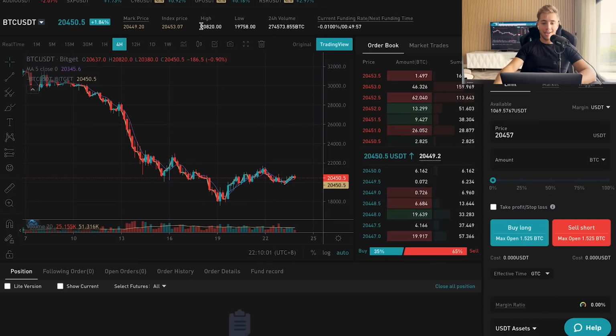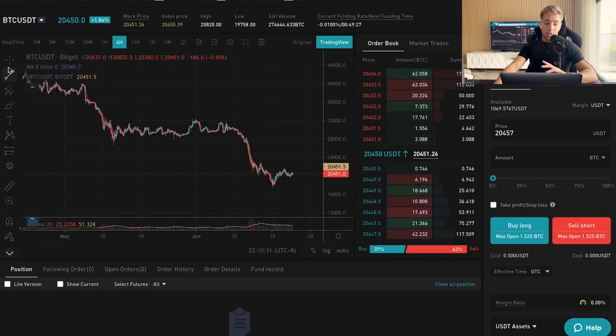Here we can see high and lows of the day, 24-hour volume, current funding rate, and next funding rate. Like you can see, there is one in 50 minutes. So here are the tools that you can use for some technical analysis.